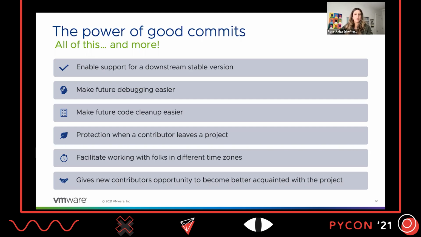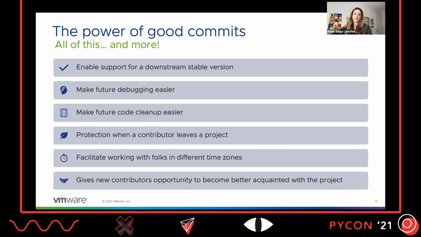Good commits are also a really easy insurance policy against attrition in your project. If anybody contributing to your project suddenly leaves the community or leaves the company, and doesn't have time to work on it anymore, or wins the lottery and decides they're never going to write another line of code again, good commits make it possible for the project to continue even when the contributor is not around to ask questions to. Good commits facilitate working with folks in different time zones, especially with COVID. This has become really important, right? Instead of having to ask someone to explain their changes, you can just refer to the commit, which should contain all the information you need to understand it.